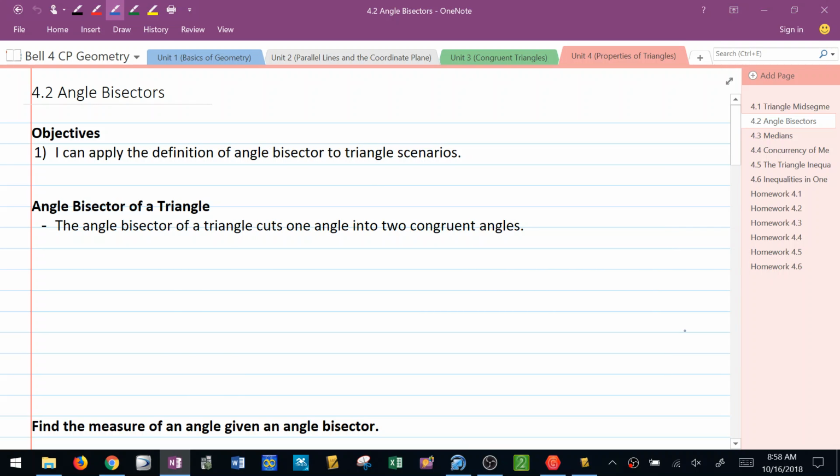This video is about angle bisectors. Our objective is: I can apply the definition of angle bisector to different triangle scenarios. All right, so we're going to talk about this thing that's called the angle bisector of a triangle.